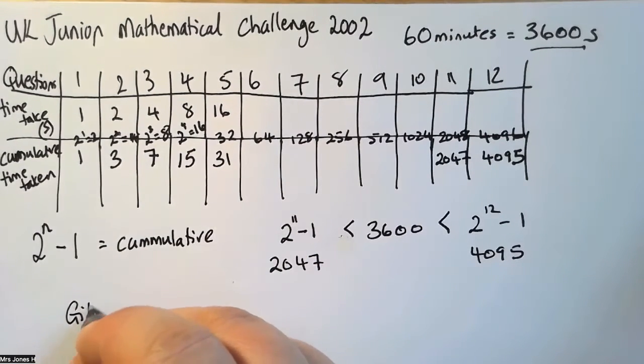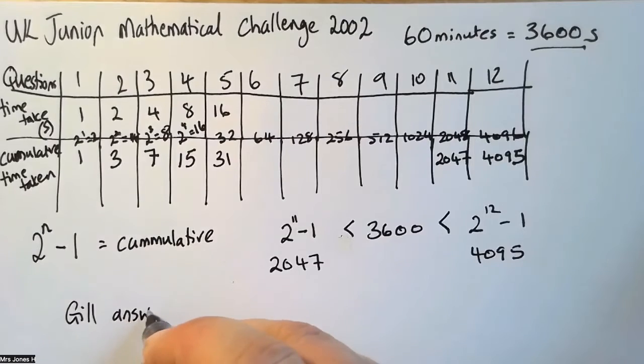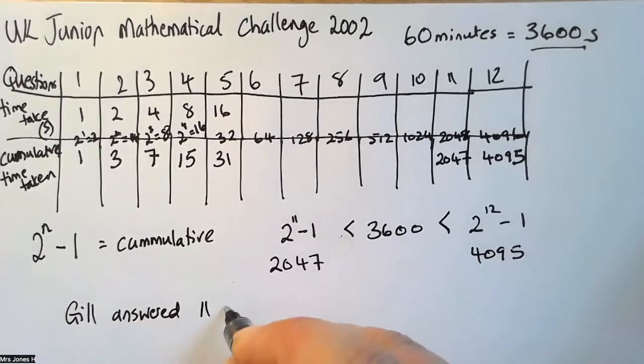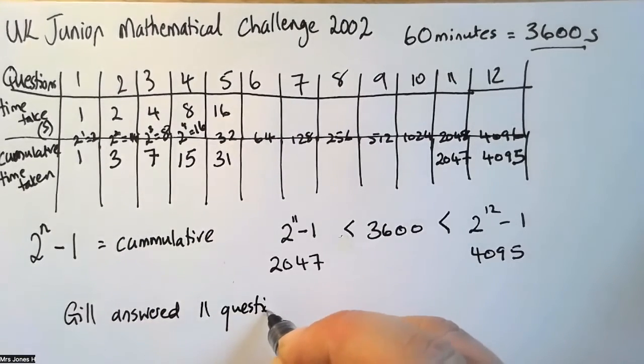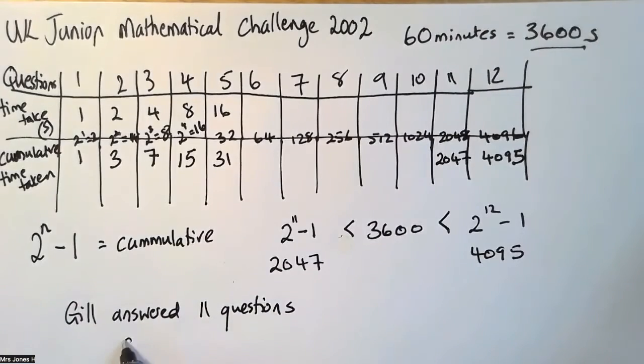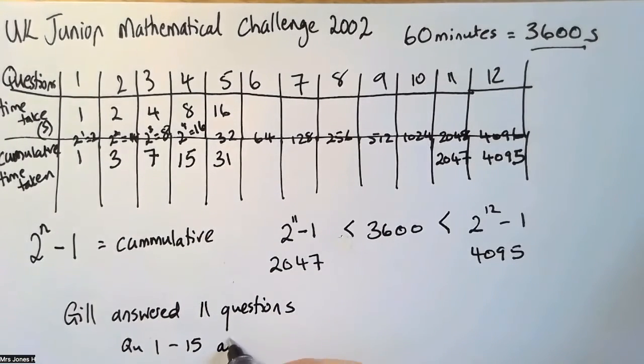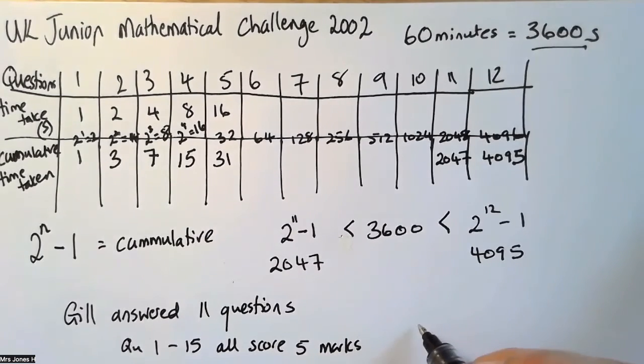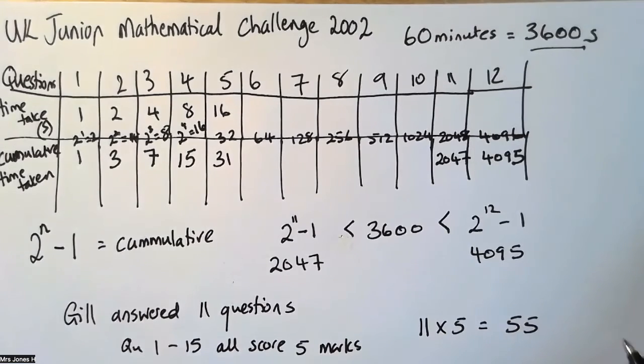So Jill, questions 1 to 15 all score 5 marks. Therefore, 11 multiplied by 5 is 55, and therefore this is the score, and 55 is B.